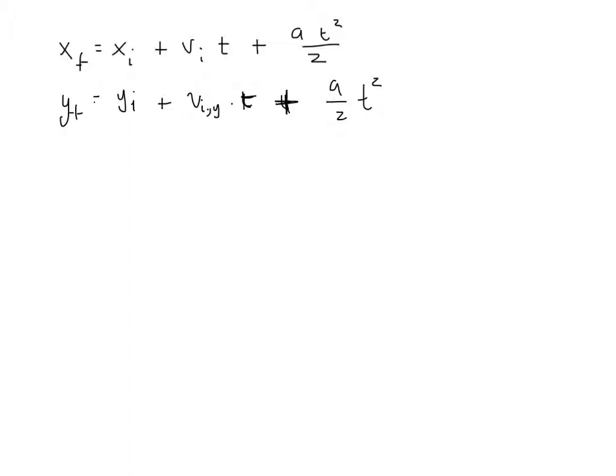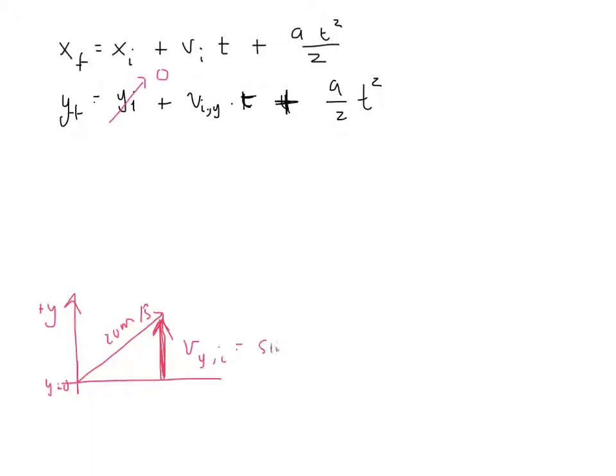And now we know that the initial height is 0 because the way that I've drawn the axis, the ball leaves at y equals 0. You might recognize this as well, we already know this is equal to the initial velocity in the y direction. We calculated that in the last one, it is equal to sine 30 times 20 meters per second, or is equal to 10 meters per second.